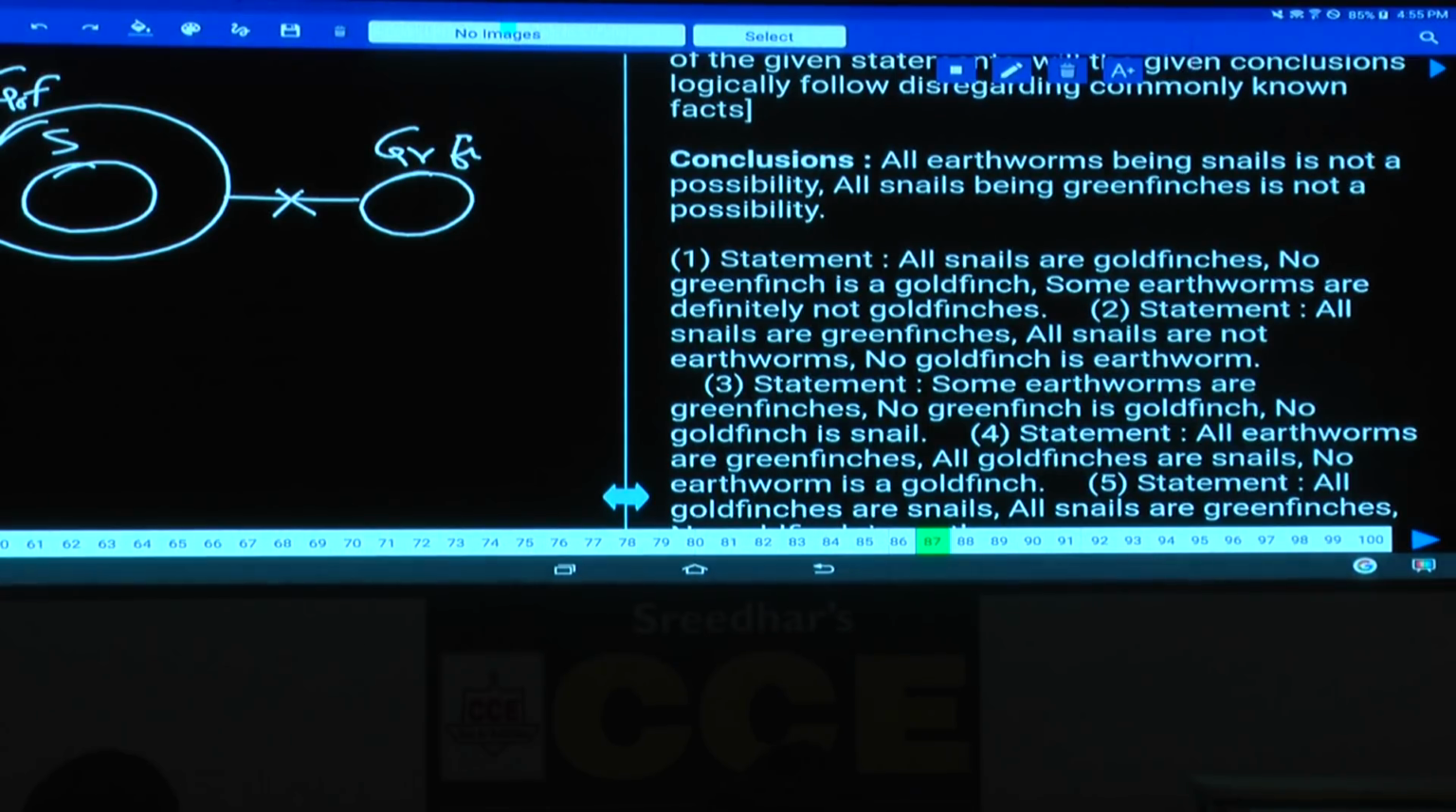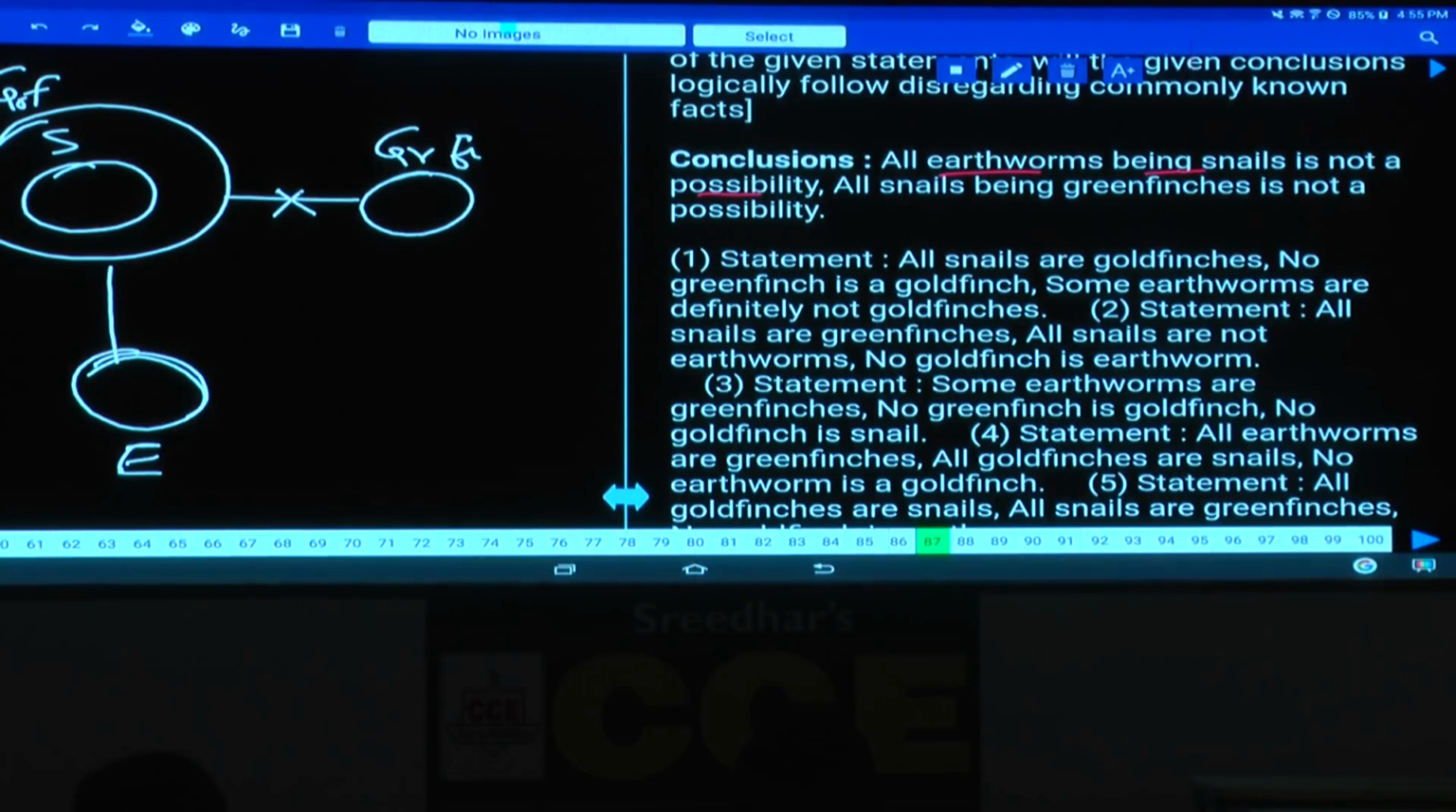Next one. Some earthworms are not goldfinches. Some earthworms. And these are the earthworms which are not goldfinches. Some not. Isn't it? Now with the help of this one, tell me, all earthworms are snails is not at all possible. All earthworms are snails. Now sir, these are earthworms, and in order to make this one true, now we should prove all earthworms are snails is possible or not.